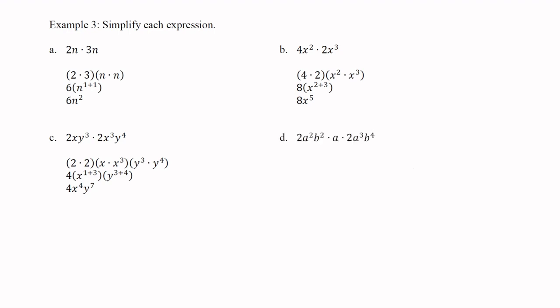For D, we have 2a squared b squared times a times 2a to the 3rd b to the 4th. Group our coefficients, group our a terms, group our b terms. 2 times 2 is 4. Add the exponents on our a terms, add the exponents on our b terms, and that gives us 4a to the 6th, b to the 6th.